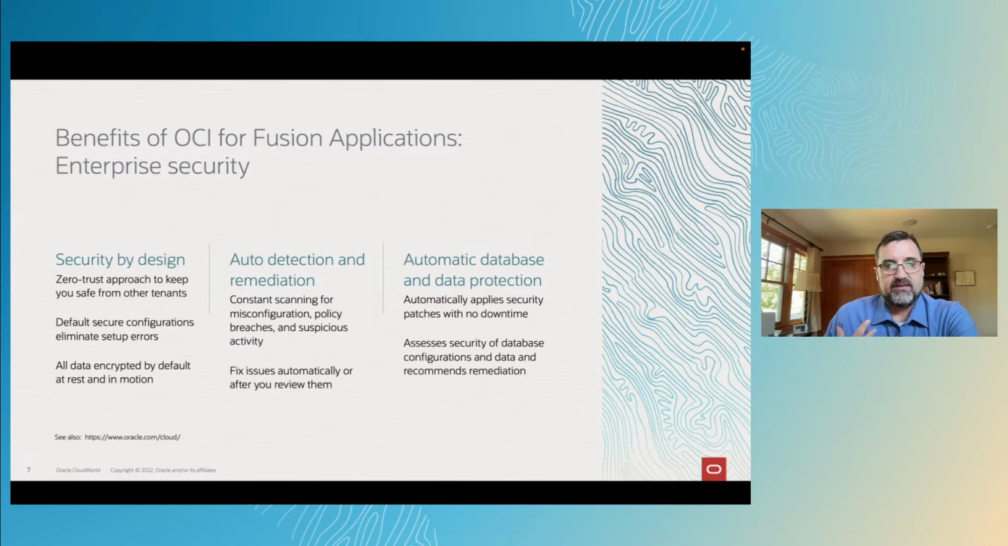In terms of why it's important for Fusion applications, the enterprise security is really the key thing. So that zero trust approach that's built in from the scratch on OCI, all data is encrypted by default, at rest and in motion, automatic detection of and remediation, importantly, of things like misconfiguration and policy breaches. We leverage all of those when we're building Spectra services, when we're building next-gen Fusion application services on top of OCI. And then obviously at the core of everything within Oracle is around the database.